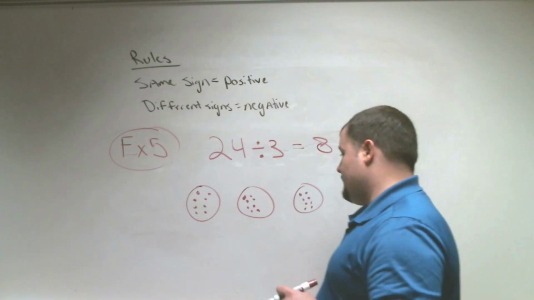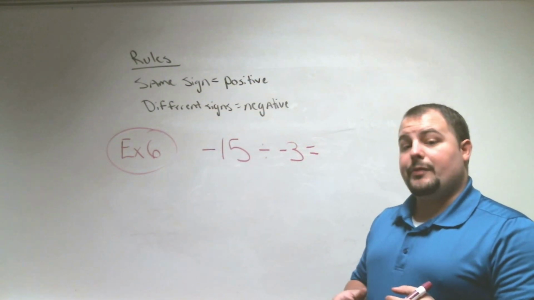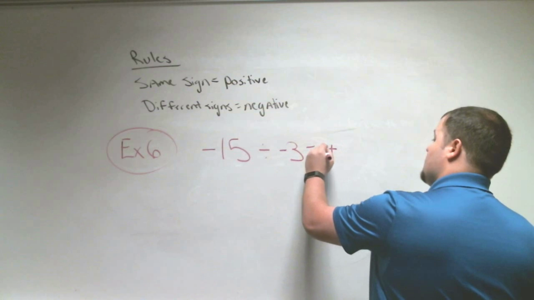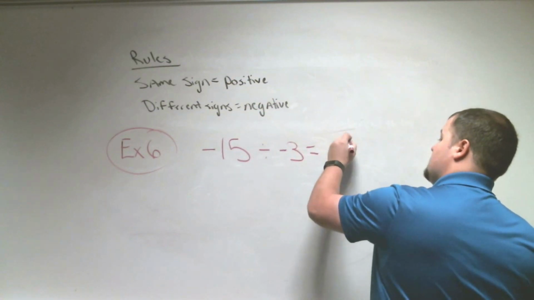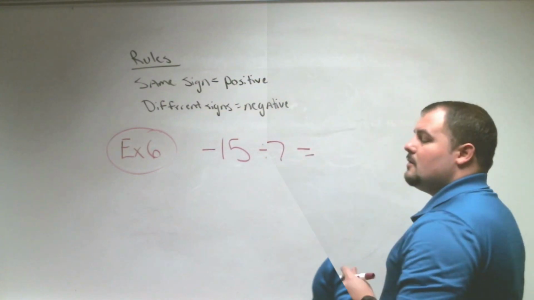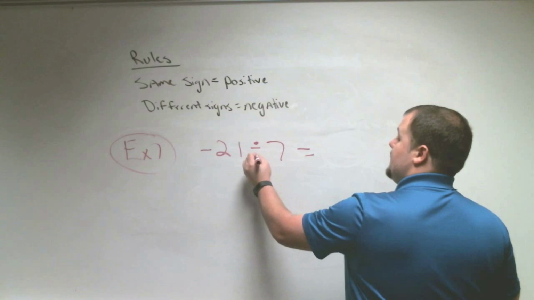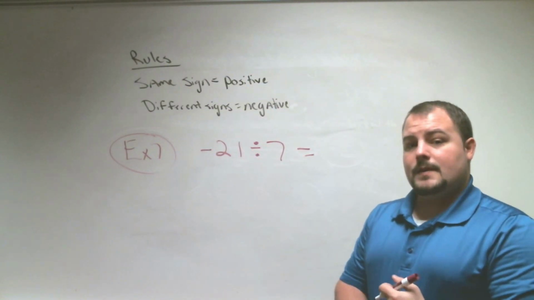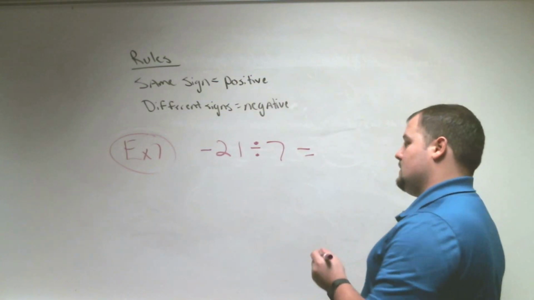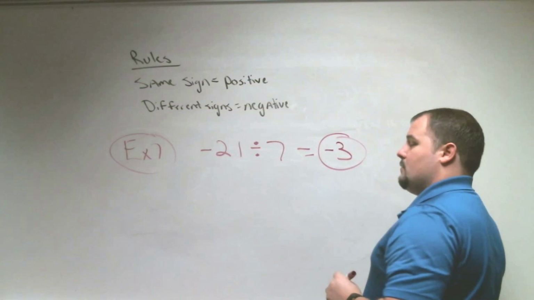So let's go on to example 6. So here we have negative 15 divided by negative 3. So negative divided by negative is a positive. 15 divided by 3 is 5. Alright, one more example and we're done for the day already. So last example, we have negative 21 divided by 7. So negative 21 divided by a positive 7. Negative divided by positive, that's negative because signs are different. 21 divided by 7, that's 3.